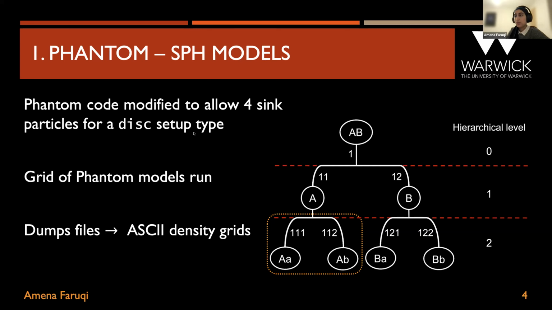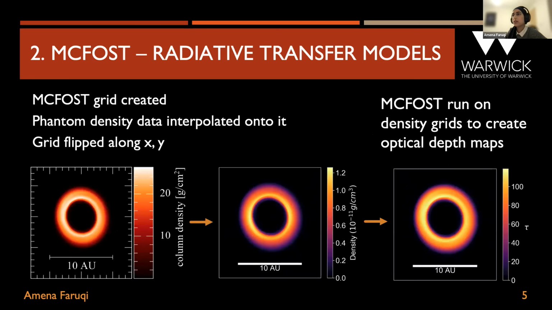And then a grid of Phantom models was run using this modified version of Phantom. I'll talk more about that in a second. In order to facilitate the next step, these dump files were then converted to ASCII density grids, which can be done very easily with Phantom. So you had these Phantom outputs, which I think are probably going to look quite familiar to most people in the room.